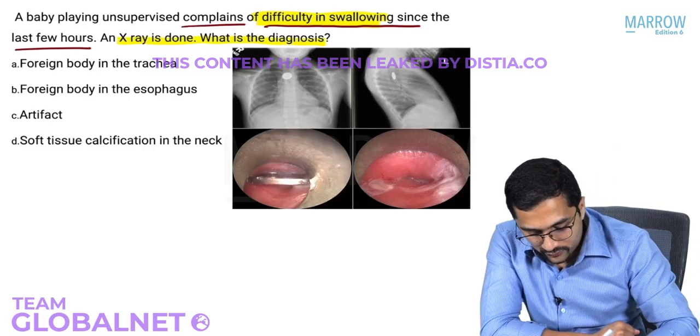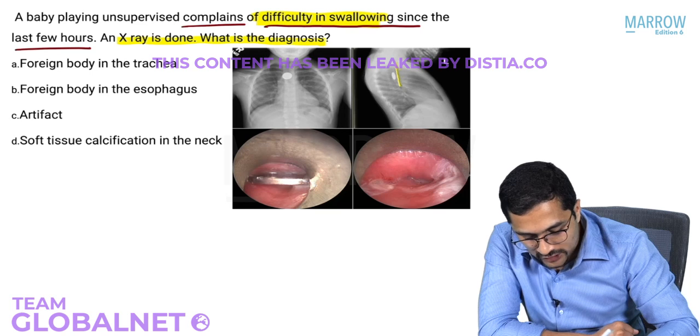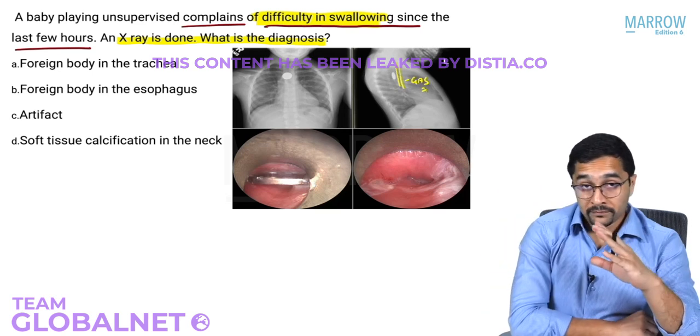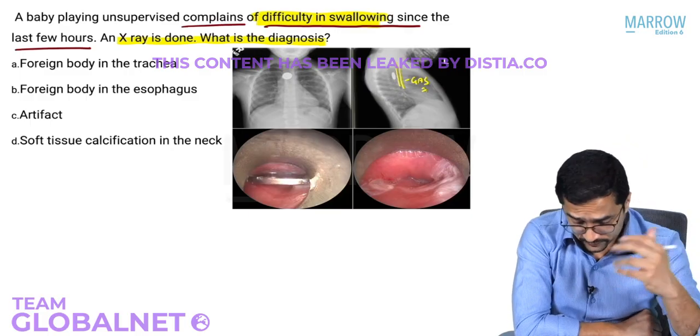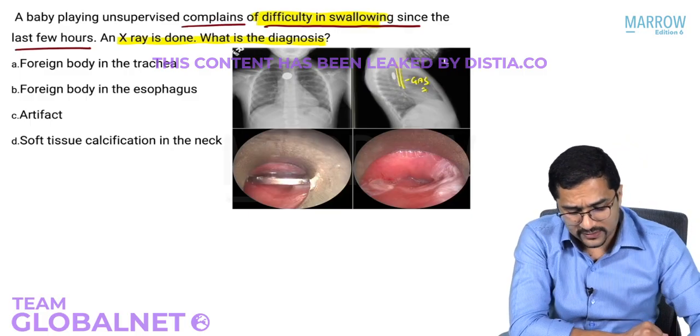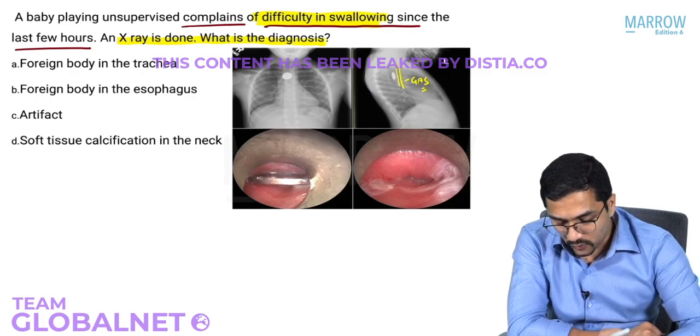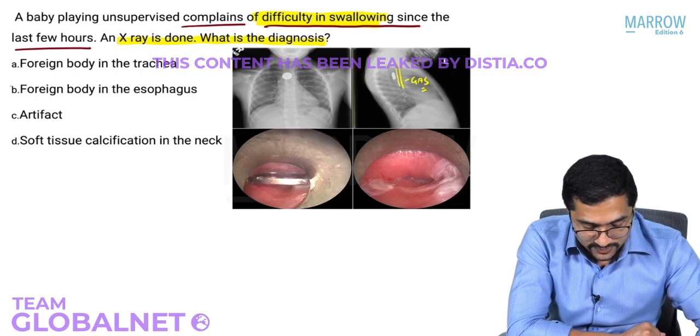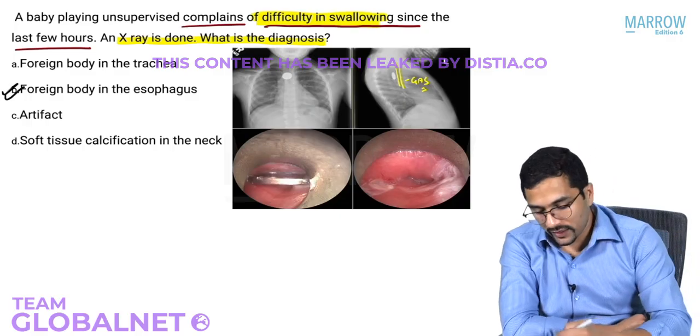And if you look carefully, you can see the gas shadow in front. And the coin is behind the gas shadow. So the coin is in the esophagus. And you can see endoscopic removal of that coin is being done. So foreign body in the esophagus is the correct answer.